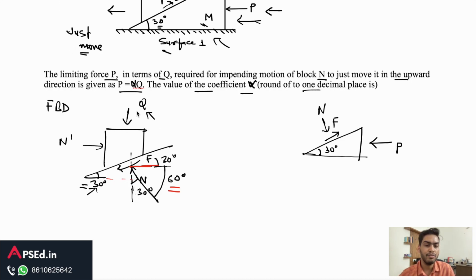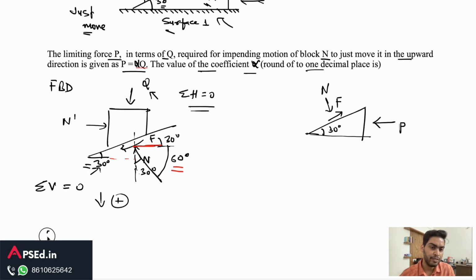So we can see force Q is acting in the vertical direction. So if we take horizontal equilibrium for this free body diagram, then there will be no force Q. So because of that, we will consider the vertical equilibrium. And let's say we are taking downward as positive. So we'll have force Q acting in the downward direction.